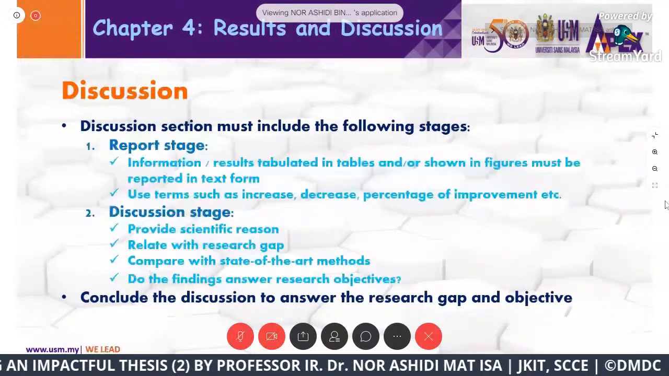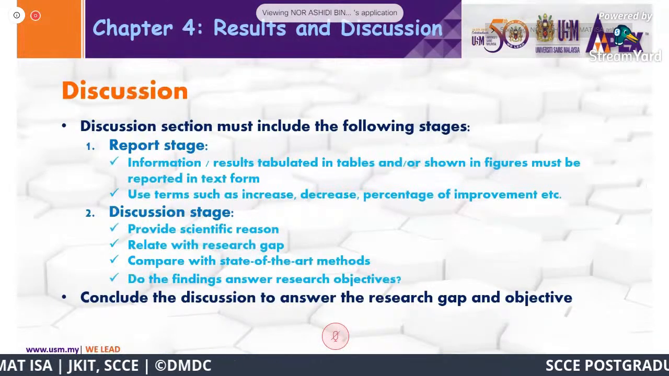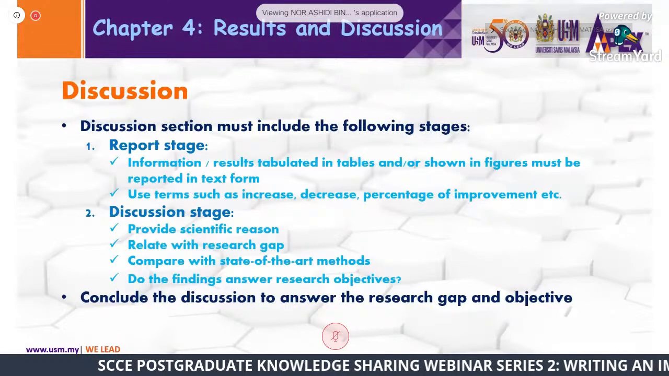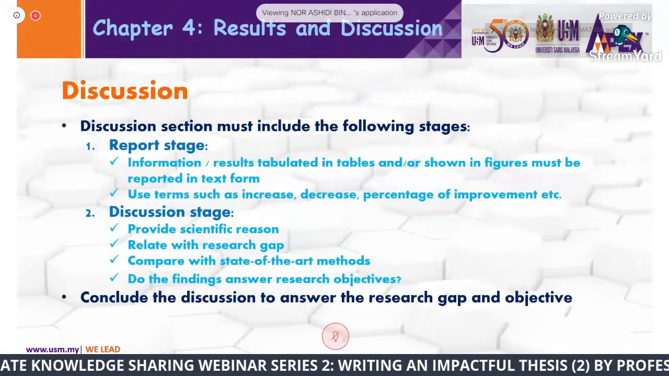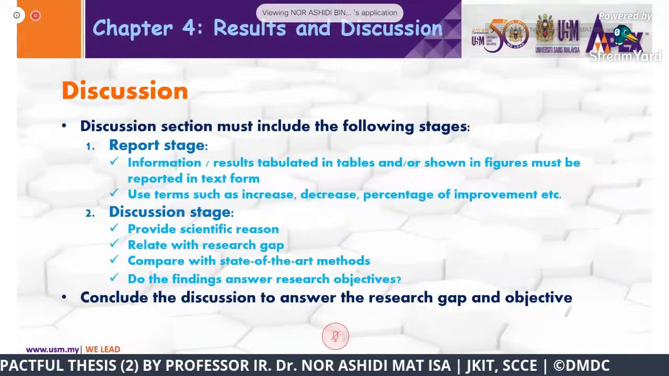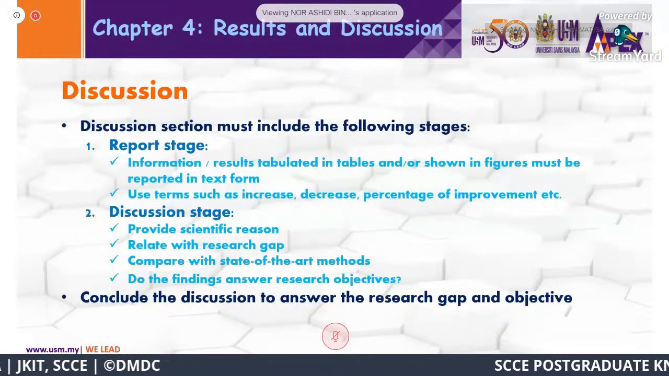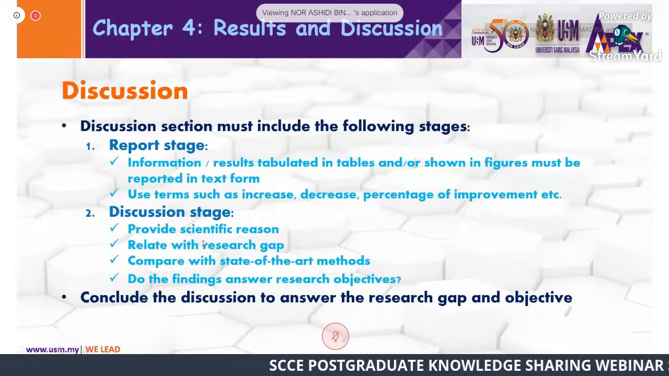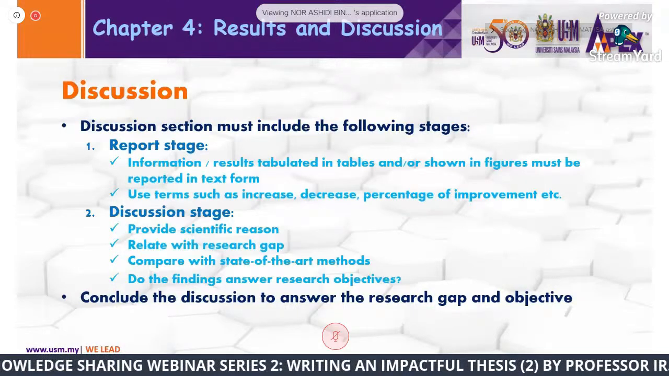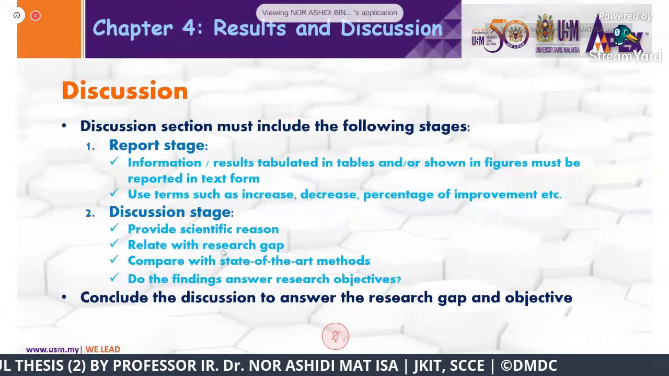You must be able to give the reasons why. When you propose something, you say that in your methodology it has been proven theoretically that when you add one new parameter, it can boost or increase the performance. Now, when you give the result, it seems that it matches your claim. But now you need to provide the scientific reason why the results can obtain such a result. Then you must relate back to your research gap.